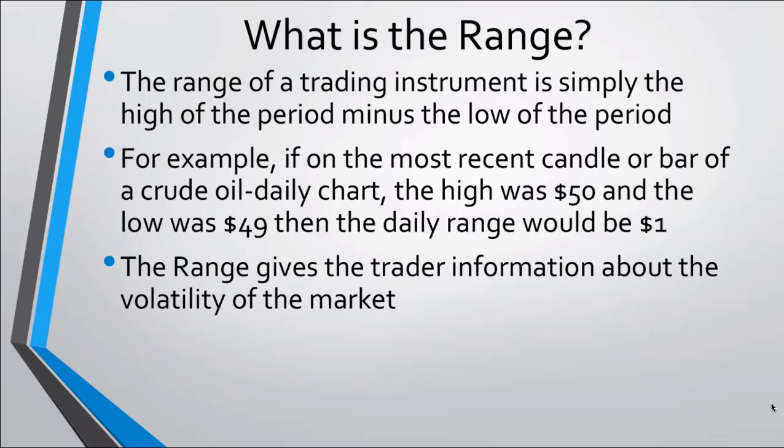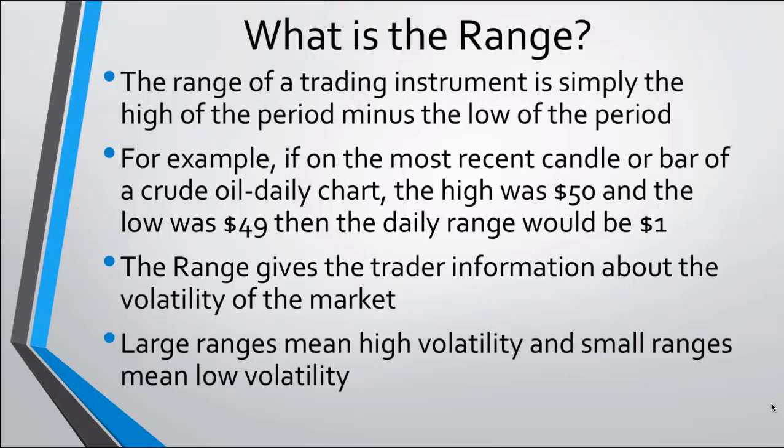The range gives the trader information about the volatility of the market. Large ranges mean high volatility and small ranges mean low volatility. Again, if you don't know what volatility is, it's just the expansion or contraction of a range. That's the measurement of the range and its expansion or contraction.